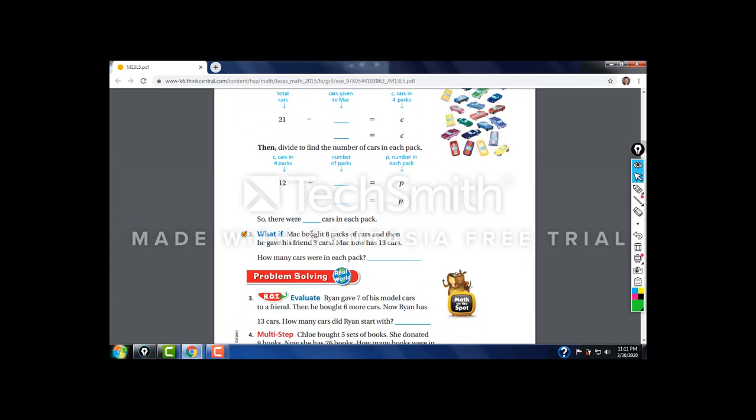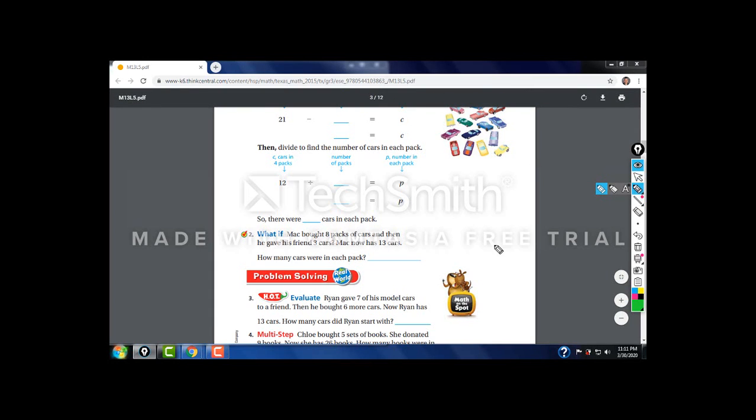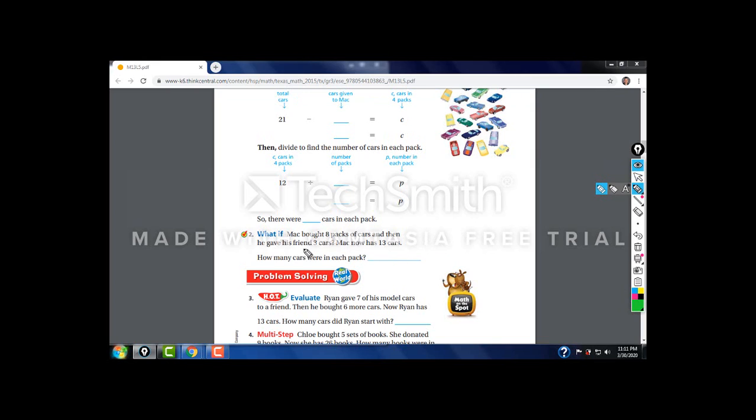So, what if Mac bought 8 packs of cars, and then he gave his friend 3 cars? Mac now has 13 cars. How many cars were in each pack? All right, it's simple. What do I know? Here's the question.